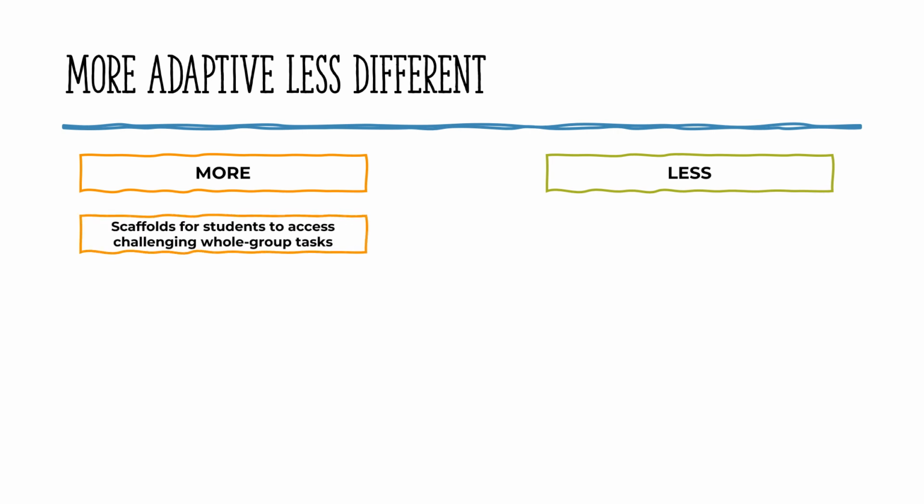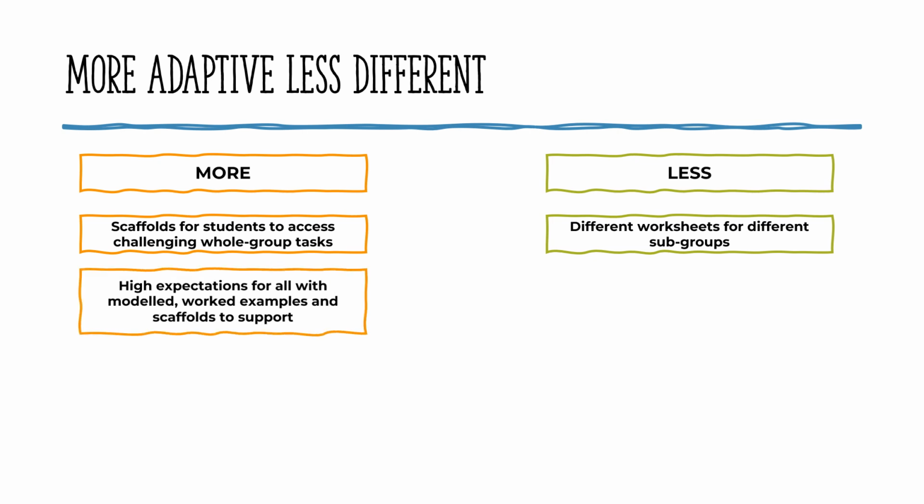So what we'd look for is to have more scaffolds for students so that they can access those challenging whole group tasks. So actually enabling students to all be undertaking the same task, but having resources in place that allow all students access to all of the learning. Therefore, then, what do we want a little bit less of? Well, maybe those different worksheets for different subgroups. If we're actually trying to make this an equitable process, we need to make sure that everyone has access to the same levels of learning.